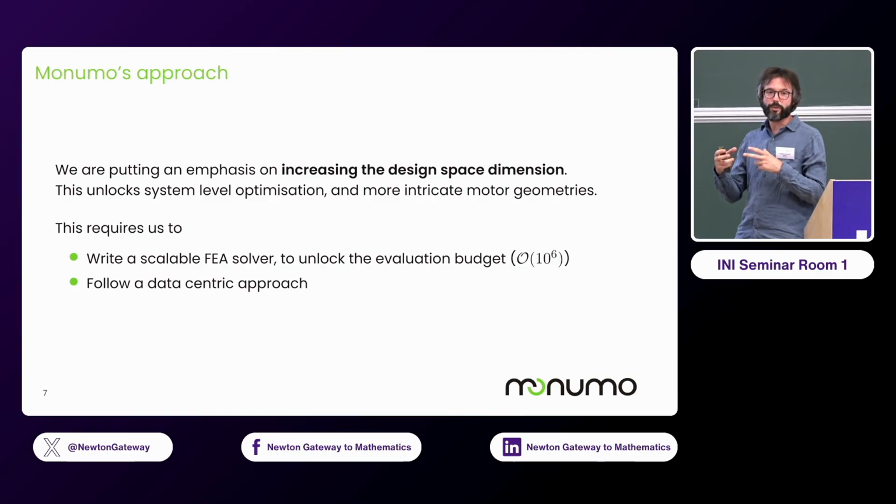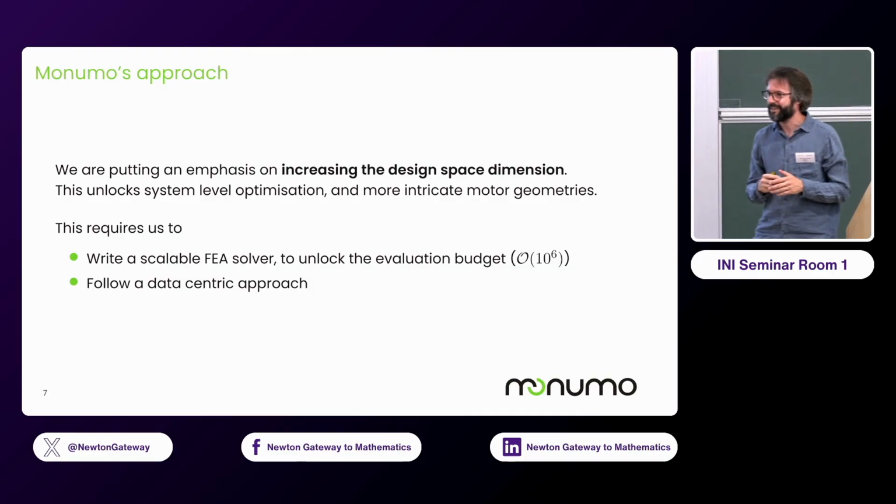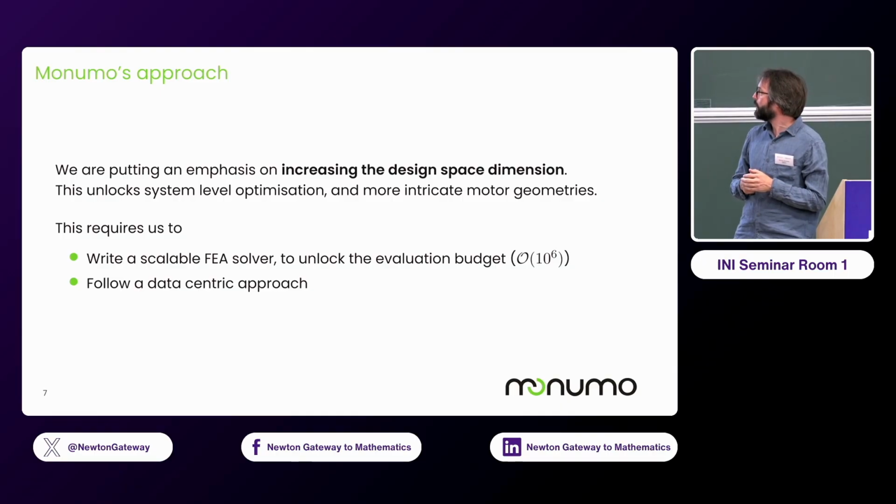And also you can get more intricate geometry, so you're not limited by the few parameters. You have a larger search space and possibly better solutions in there. But to do this, you need a scalable finite element solver so that you can have a larger evaluation budget. Making it scalable just means not paying licenses to ANSYS, pretty much. These licenses are expensive, so you can't get too many, even the high performance compute license. So having our own solver makes a big difference.